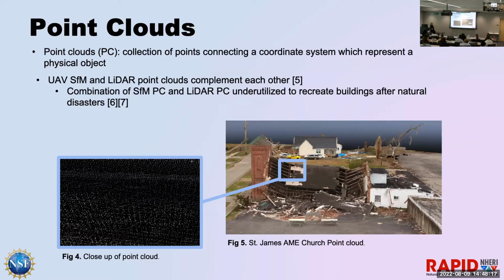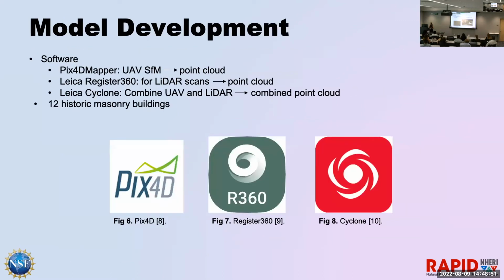So what is a point cloud? Because that's what I'm doing in my models. A point cloud is a collection of points in a coordinate system which represent a physical object. That's an example of one of the point clouds I made. As you can see, as we zoom in closer and closer, you can see the millions of points that make up the building. And in my study, we're seeing that the drone and the LiDAR point clouds complement each other because of the different perspectives, which we'll go into.